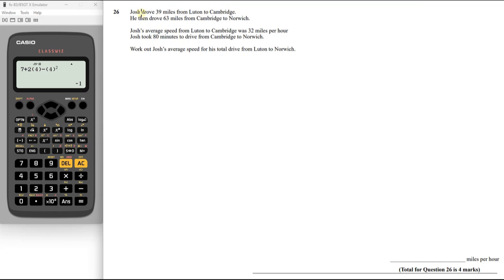Question 26. Josh drove 39 miles from Luton to Cambridge. He then drove 63 miles from Cambridge to Norwich. Josh's average speed from Luton to Cambridge was 32 miles per hour, and Josh took 18 minutes to drive from Cambridge to Norwich. Work out Josh's average speed for his total drive from Luton to Norwich. So it looks like his journey's been split up into two.